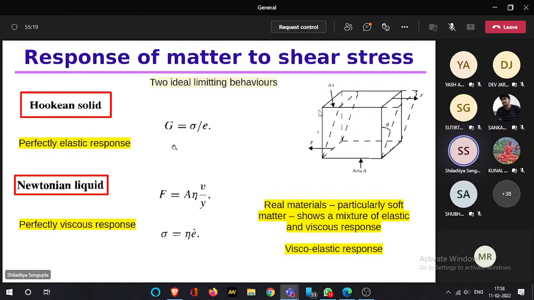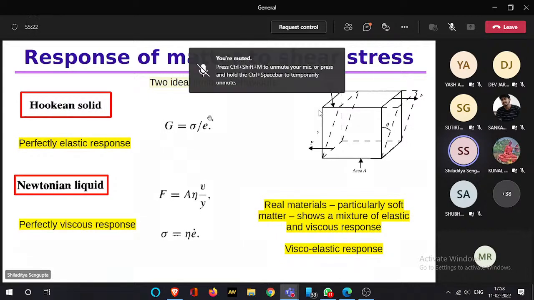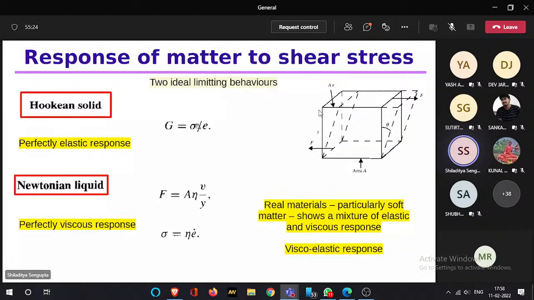Here is the same thing as a mathematical equation. Sigma is the shear stress, E is the shear strain, and G is a constant called the elastic constant, or shear modulus. It is basically Hooke's law, that force is equal to K times the deformation of the spring. So E is like the deformation of the spring, sigma is like force, and G is like the spring constant. This is the Hookean solid, or a perfectly elastic response.